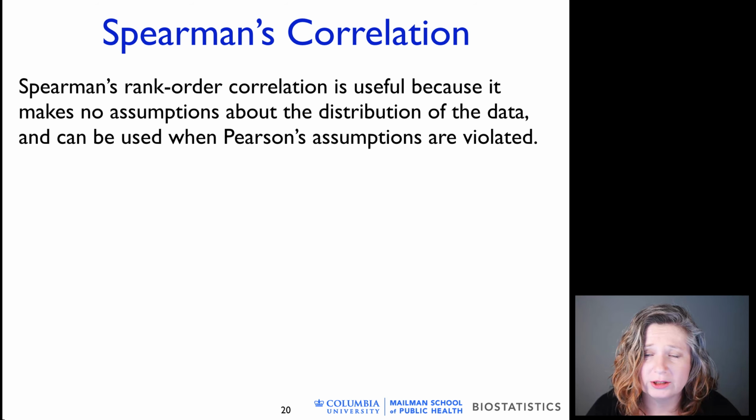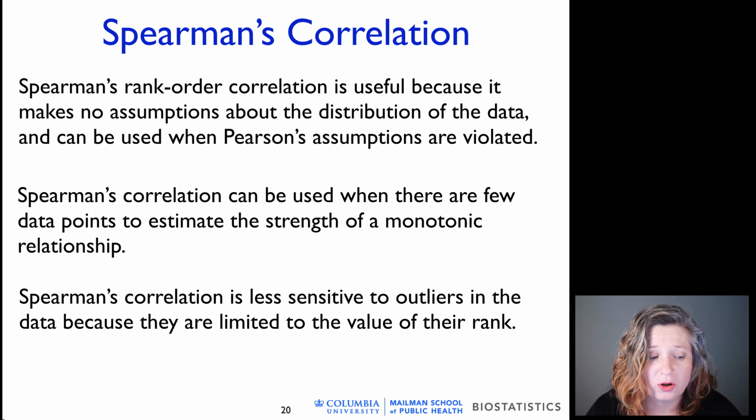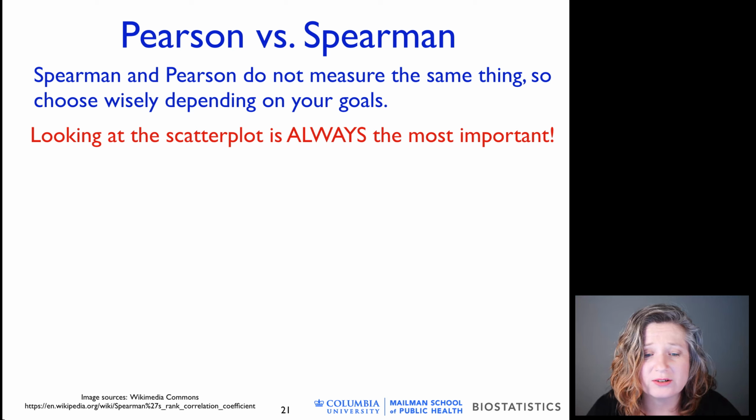Spearman's rank order correlation is often useful because it makes no assumption about the distribution of the data like Pearson does, normality, and can be used when Pearson assumptions are violated, or when we don't have enough data to make sure that Pearson assumptions are satisfied. Spearman's correlation can be used when there are few data points. So we just need to have monotonic association. And it's less sensitive to outliers because it's only accounting for the rank of the data points, not the actual value. So here are some examples.